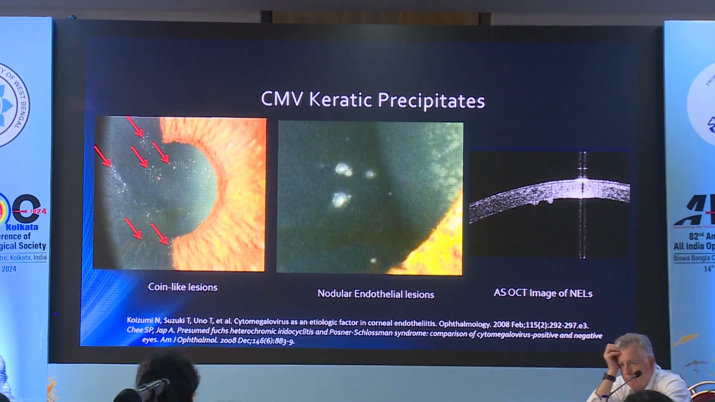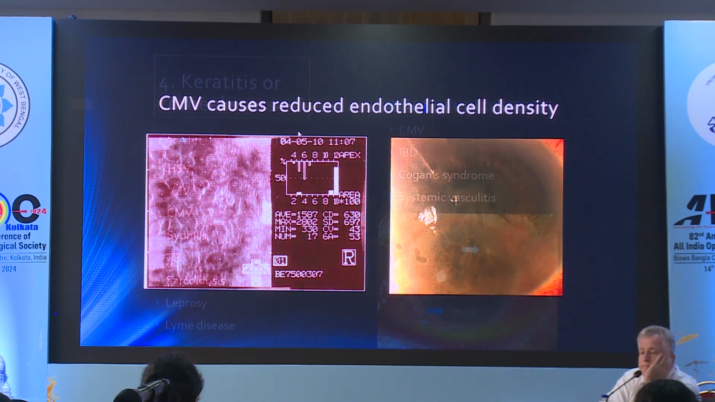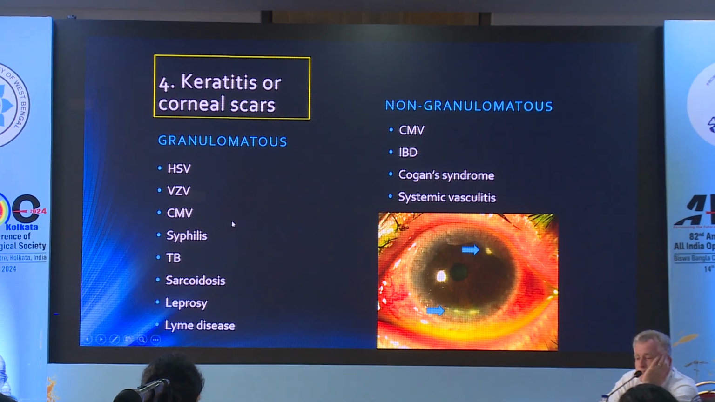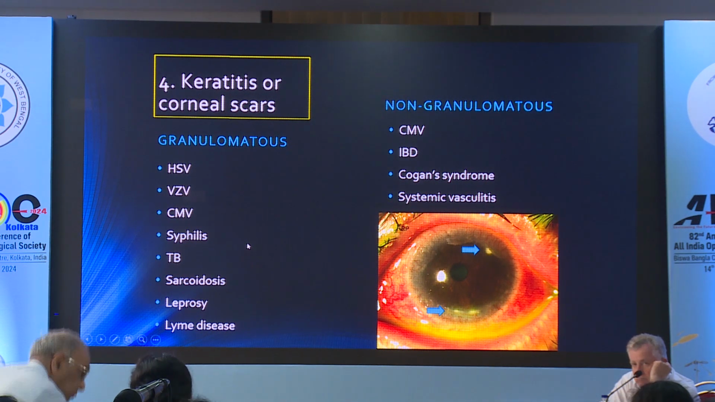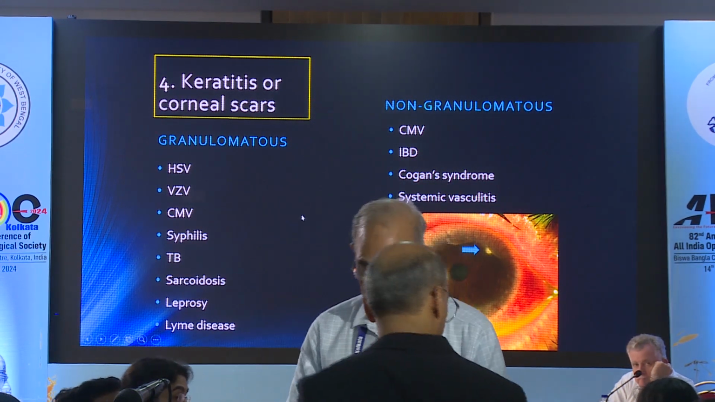There are some characteristics of the KP that may help you to make a diagnosis. This is CMV with coin-like lesions. These are nodular endothelial lesions that you can even image on ASOCT, very useful if you're suspecting this could be CMV or perhaps rubella. When you see a Fuchs uveitis syndrome, you do the endothelial cell count, and when you have a significantly reduced endothelial cell count, suspect CMV. If you find scars, you would think more of an infectious cause here. Before you even dilate the patient and check the pressure, please check the corneal sensation because herpetic viruses do cause a decrease in corneal sensation.